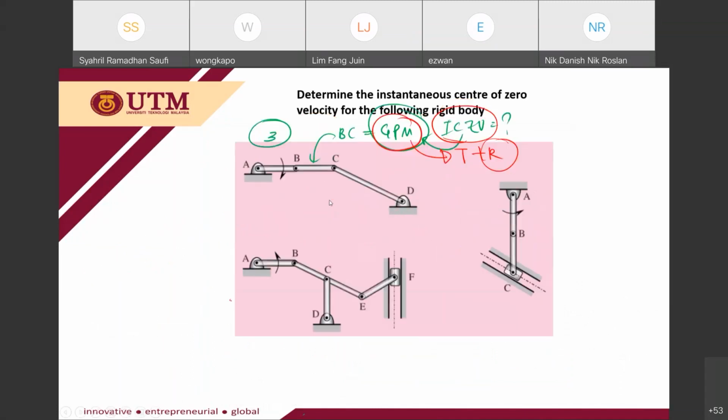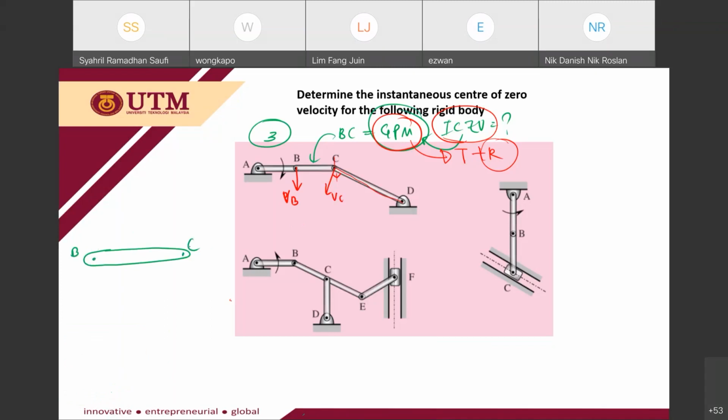Okay, so for this case, we have BC here. BC is actually moving with general plane motion. So I know that this is my point B, VB, and then this is my VC at a certain angle, 90 degrees to the radius here. Okay, so if I draw a perpendicular line, if I draw here, B and C.